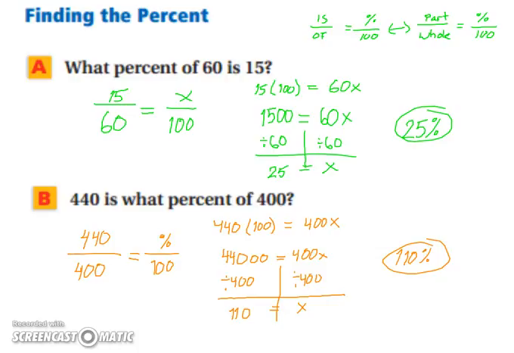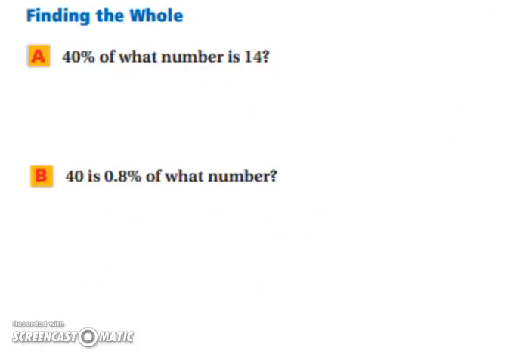Alright, so we've figured out how to find the part. We figured out how to find the percent. Now let's try finding the whole. So we have 40% of what number is, sorry, is 14. So 40% of what number is 14? So we have 14. We don't know what our whole is. That's what we're trying to find. And we have 40 over 100 because 40 is our percent.